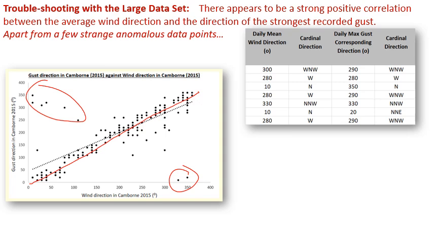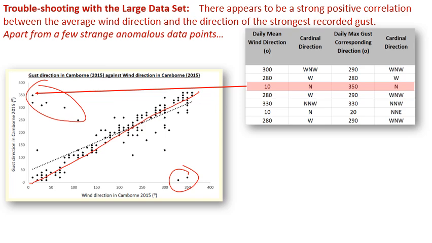Alright, spoiler alert, I'm going to show you which row to look at. We want to look at this row here. We can identify this point on the graph if we look carefully. It's a point where the daily mean wind direction was just 10 degrees and the daily maximum gust direction was 350 degrees. They seem like they're very different numbers. And yet the cardinal direction, in other words, the one that you would just read off the compass rose, is north for both. So why do the numbers look so different?